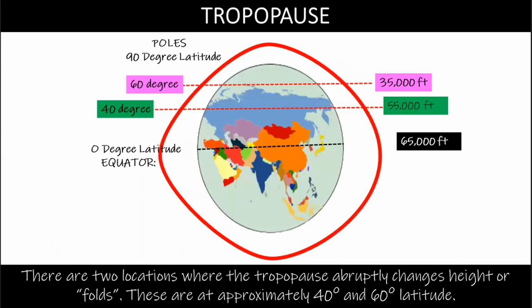The tropopause height does not gradually drop from low to high latitudes. Rather, it drops rapidly in the area of the subtropical and polar front jets. There are two locations where the tropopause abruptly changes height or folds. These are at approximately 40 degree and 60 degree latitude.